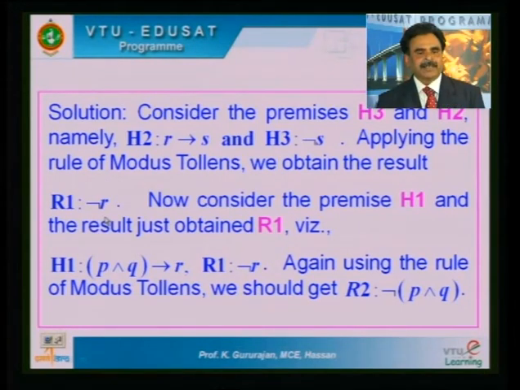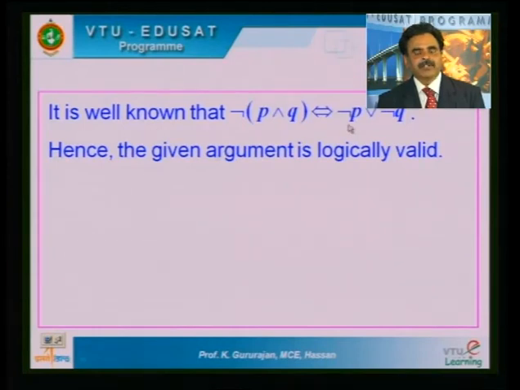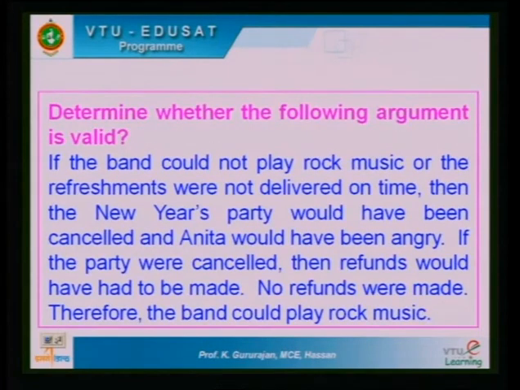Now the result number 1 is negation R. Now consider the premise H1 and the result just obtained, R1, that negation R is true. That is, I would like to consider now P and Q implying R and the result negation R. Once again invoking the rule of modus tollens, I will get negation of P and Q is true. But negation of P and Q is equivalent to negation P or negation Q. So therefore, this argument 2 is logically valid. Understood? So we have done now 2 problems using the rules of inference theory. To understand more, let me consider one more problem. Take a look at it.